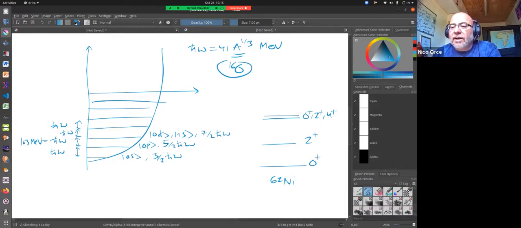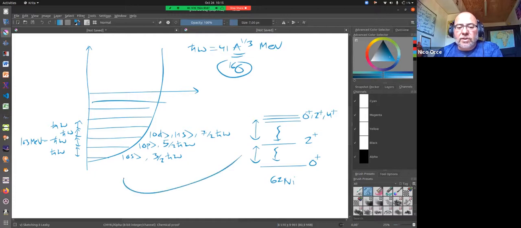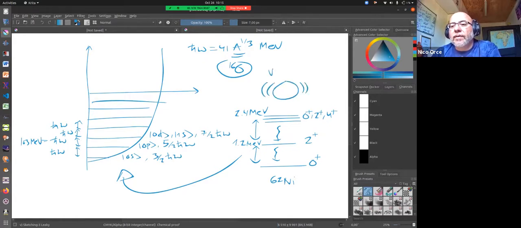Generally, these levels are close to each other, and then they will decay by gamma rays. But this energy will be the same as this energy, right? In correspondence to the harmonic oscillator. So if this energy is a typical 1.2 MeV, this will be 2.4 MeV, right? Around that energy. So this will be a nucleus which is actually vibrating, right? Vibrations. So nuclear vibrations will look like that.